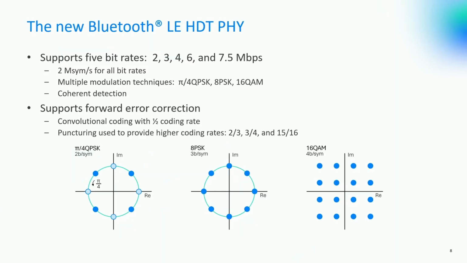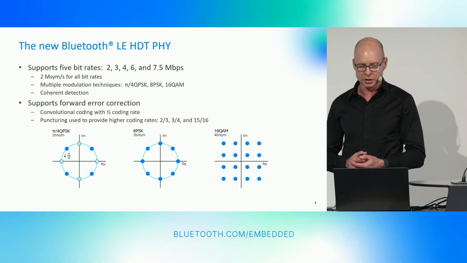There's going to be support for coherent detection. That's going to help enable phase and frequency synchronization between transmit and receive, and that's going to help us reduce the probability of errors. The diagrams that you can see on the slide illustrate the symbol constellations for each modulation scheme that are used by HDT. HDT, like I said, is going to support forward error correction across the board, right? And that's going to be based on convolutional coding with a half coding rate. There's also support for puncturing. That's to enable higher coding rates in the payload zones that we'll look at in just a moment.